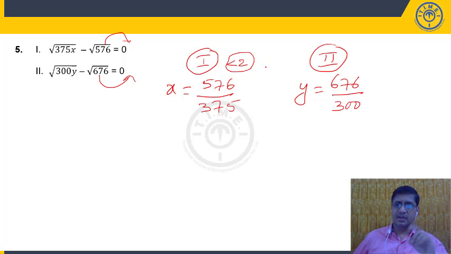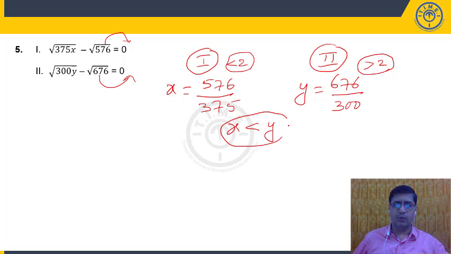Am I right or not? If you observe here, it is more than 2 times. The root in the first quadratic equation is less than 2 times and in the second quadratic equation more than 2 times. What does it mean? The root in the first equation is less than that of y. So what is the right choice? It is choice number 4.